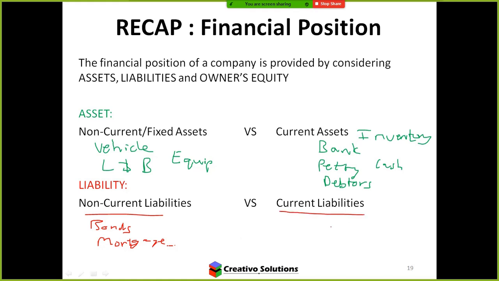Current liability. Mainly, I think it's trade payables. So your creditors. Good. Well done. What's the opposite of this one? Bank overdraft. Very good. You know it.